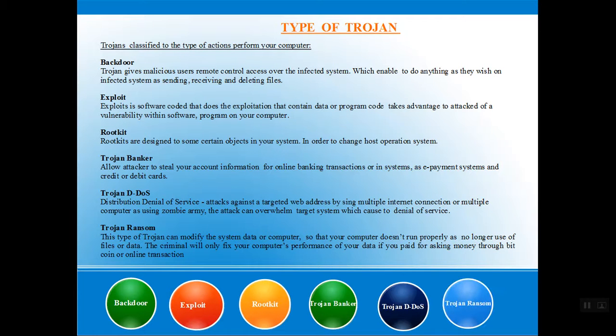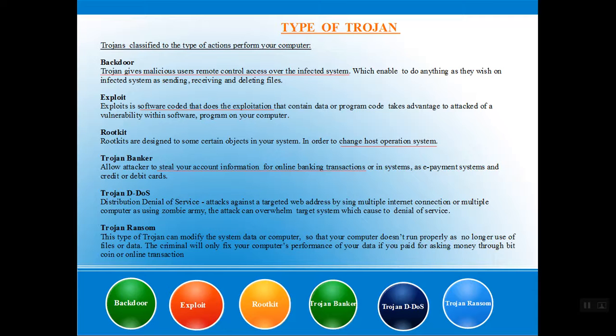As we know, we have different types of Trojans: backdoors, exploits, rootkits, Trojan banker, Trojan DDoS, and Trojan ransomware. So what is a backdoor? In general terms, it gives the malicious user remote control access over the infected system. An exploit is software code that does the exploitation, meaning it will exploit or harm your system through a self-initiated code subprogram. A rootkit changes your host operating system without the knowledge of users.